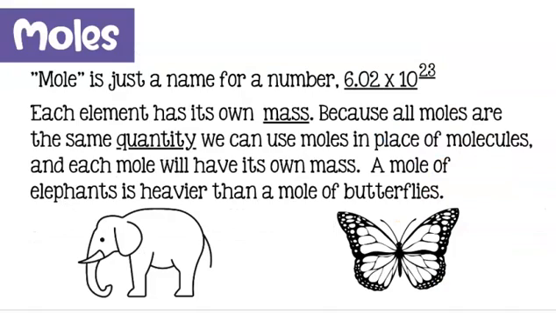Mole is just a name for a number, 6.02 times 10 to the 23rd. This number is called Avogadro's number. Each element has its own mass. Because all moles are the same quantity, we can use moles in place of molecules, and each mole will have its own mass. A mole of elephants would be heavier than a mole of butterflies, for instance. The same will apply for a mole of atoms of different elements.